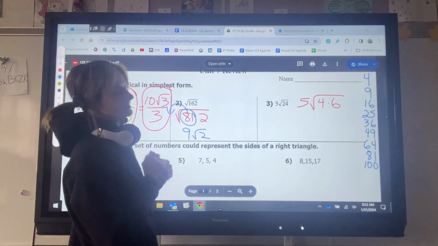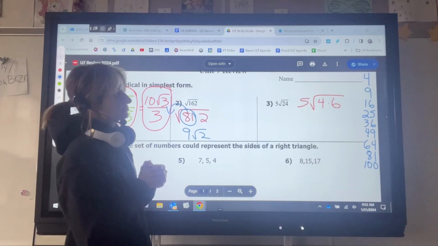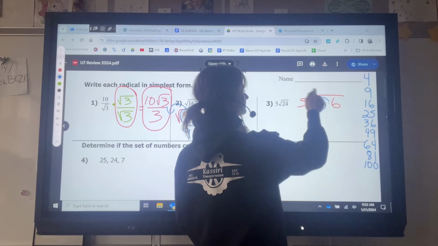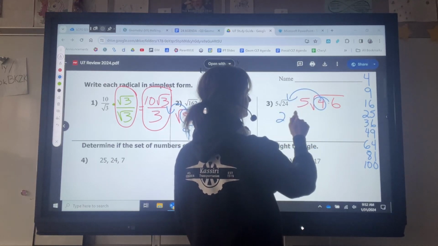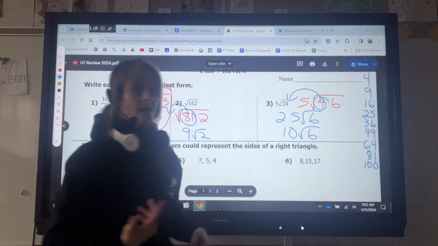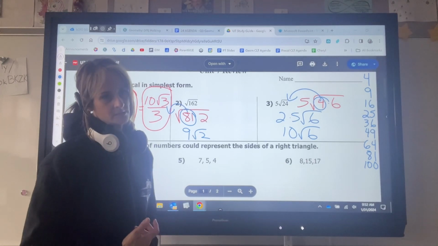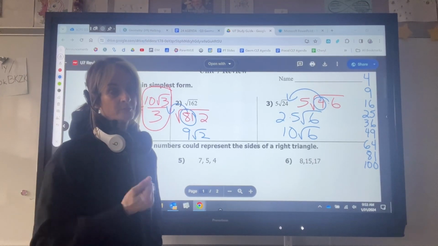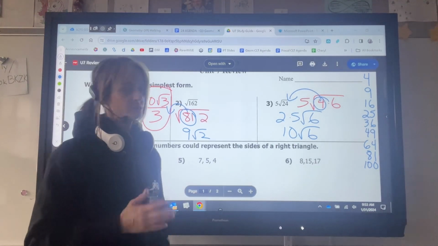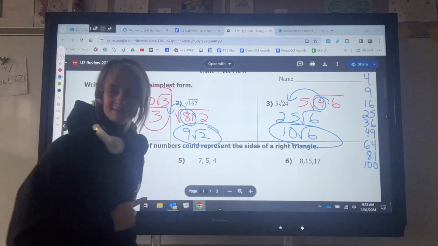4 is a perfect square. It's the largest perfect square that goes into 24 evenly. So we pull the 4 out. The square root of 4 is 2. So when it comes out, this is 2 times 5 root 6. So that's 10 root 6. 6 is not a prime number, but there are no perfect square factors of 6. 2 and 3 multiply to give you 6, but neither 2 nor 3 is a perfect square. So we're done. Any questions?